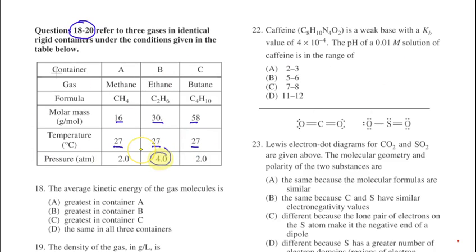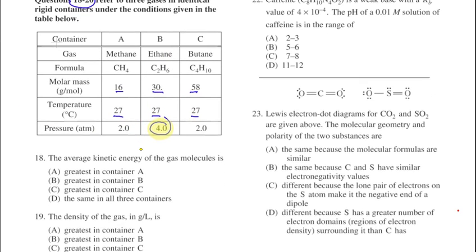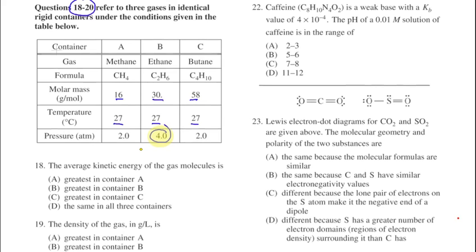And as I look at 18, the average kinetic energy of the gas molecules is what? Well, the average kinetic energy is basically the average of all the thermal energy of all the molecules, and we know that average kinetic energy is essentially proportional to temperature, and since they're all at the same temperature, they all have the same average kinetic energy. So that's all D was about, understanding that the average kinetic energy of the molecules will be the same.